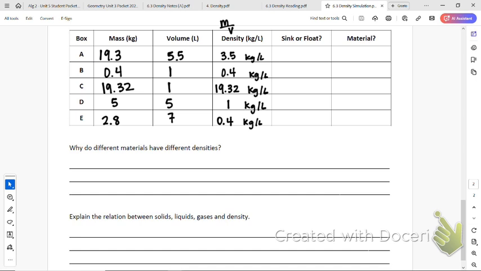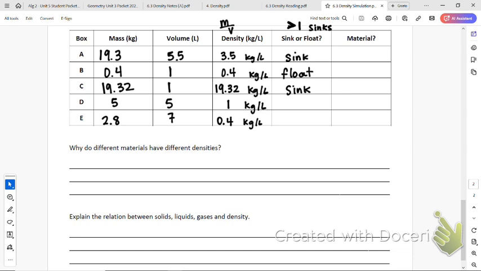So, will they sink or float? 3.5 for A. Sink. So if it's above 1, greater than 1 sinks. Less than 1 floats. So B will float. C will definitely sink. That's huge, so the density is greater.